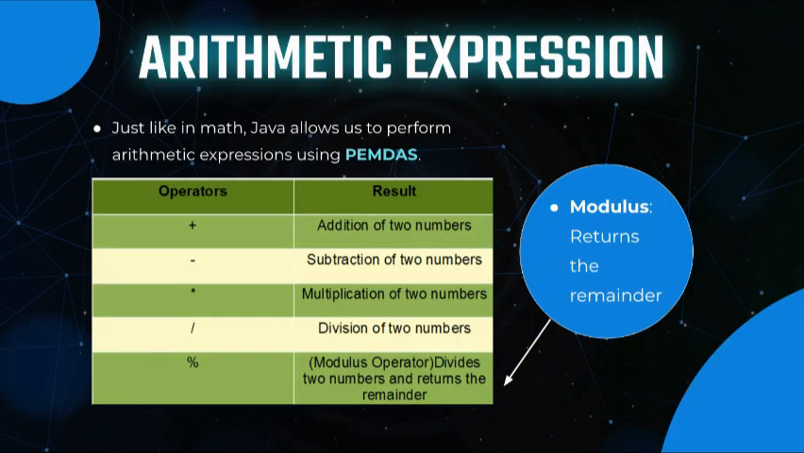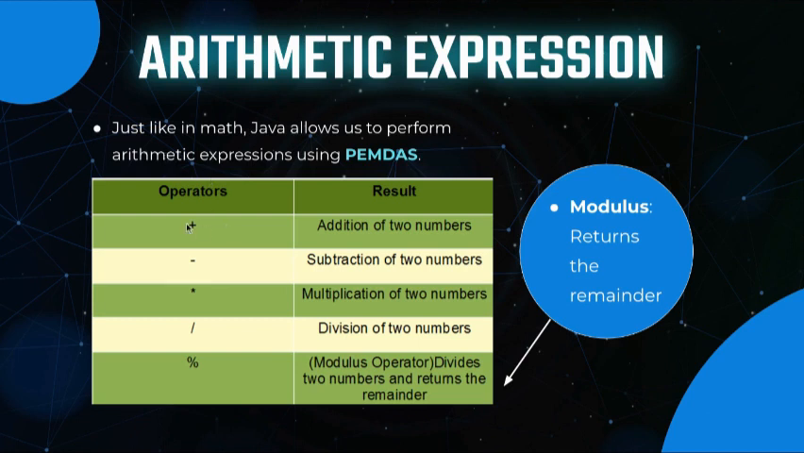So now let's talk about arithmetic expressions. You've learned how to declare and initialize these variables, but there must be some way that we are allowed to create arithmetic expressions in Java to utilize in the code. So just like in math, Java does allow us to perform arithmetic expressions using PEMDAS. So below here are the very basic operators that you would need to do this kind of arithmetic expression. There are more, but we'll talk about those in a later video because they're a little more complicated.